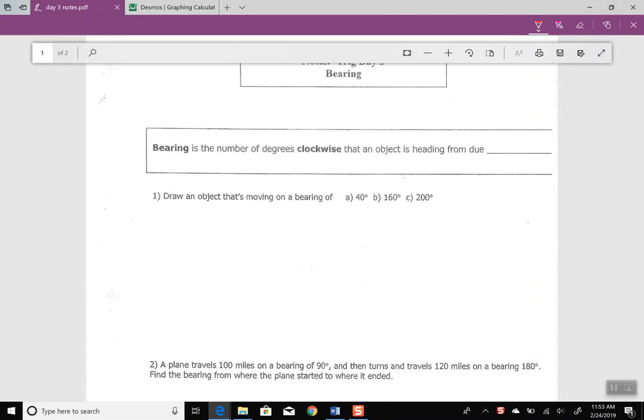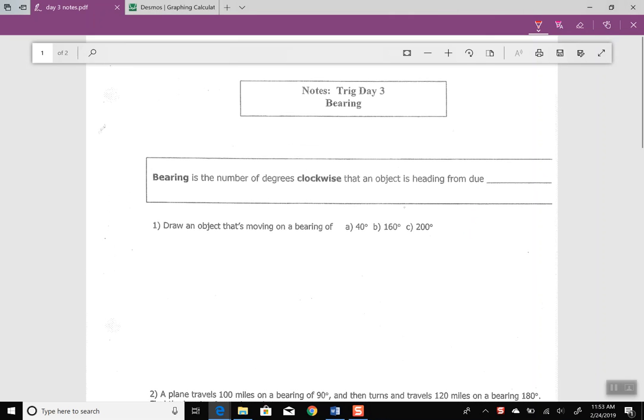All right, today we'll be looking at our day three notes on bearing. Bearing is a term used in navigation, and it has other definitions as well. But the one we're specifically going to be talking about today is what's called absolute bearing. Bearing is the number of degrees clockwise that an object is heading from due north.